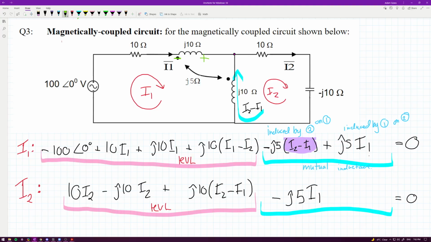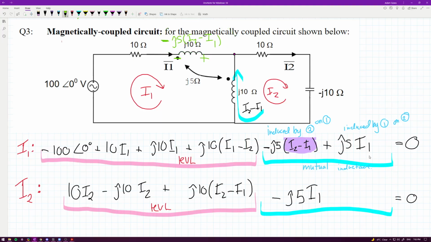So there we go. That's how I make this term here. So it's going to be a negative one going in there. It's negative, first of all, because we're going into the negative side. The impedance is J5, right? And the current causing this is I2 minus I1, right? So that's what I include in my equation right here.